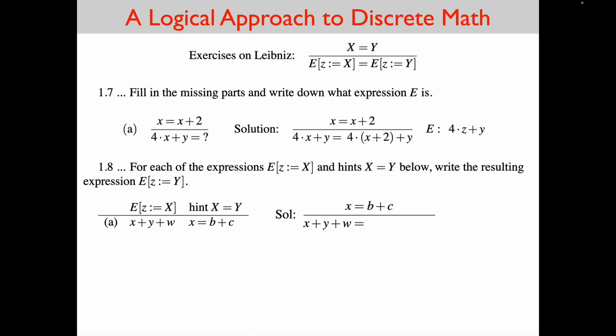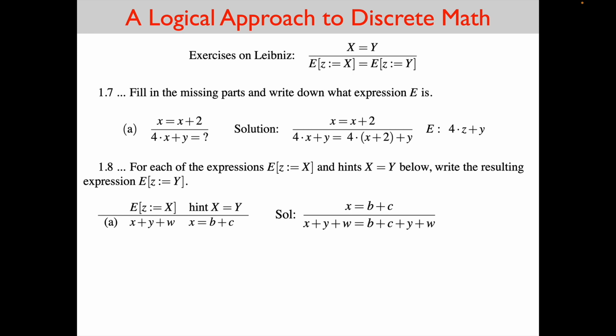So what should go now? Can you figure out what goes to the right of the equality? In other words, what is e with z replaced by big Y? Well, if x equals b plus c, then x plus y plus w must equal what? b plus c plus y plus w.